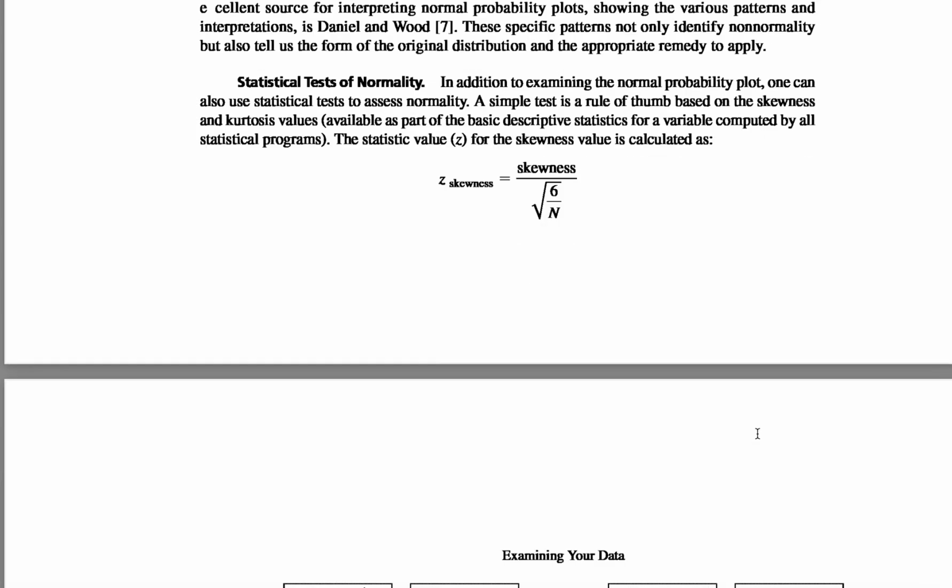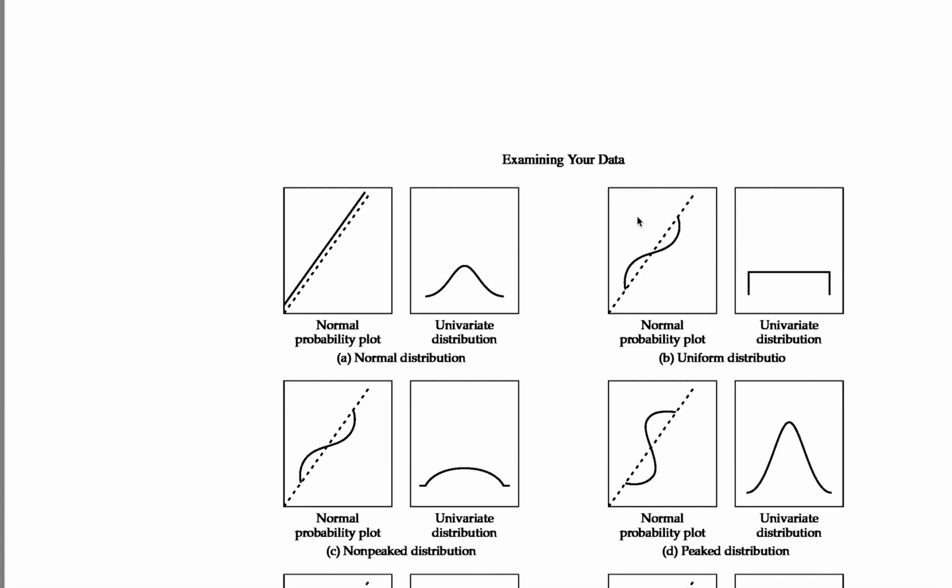Statistical tests of normality. In addition to examining the normal probability plot, one can also use statistical tests to assess normality. A simple test is a rule of thumb based on the skewness and kurtosis values, available as part of the basic descriptive statistics computed by all statistical programs. The statistical value z for the skewness is calculated as z equals skewness divided by the square root of 6 over N.